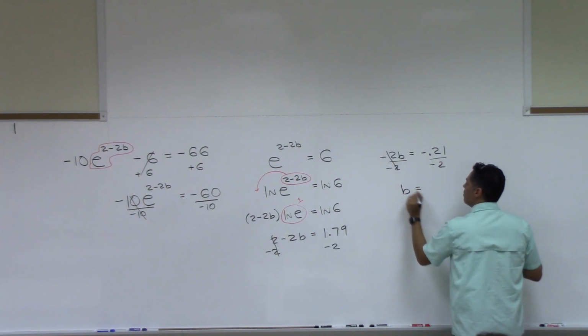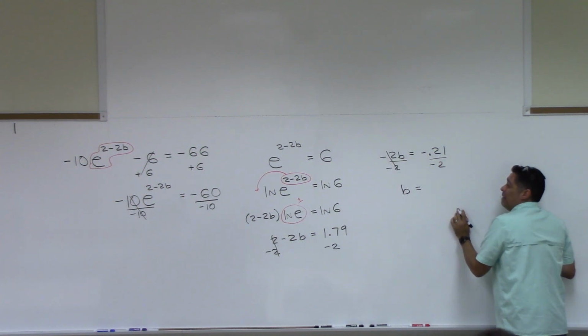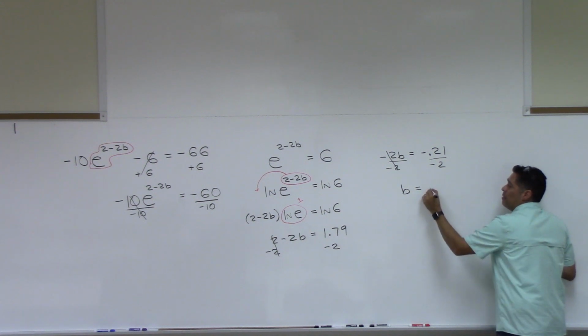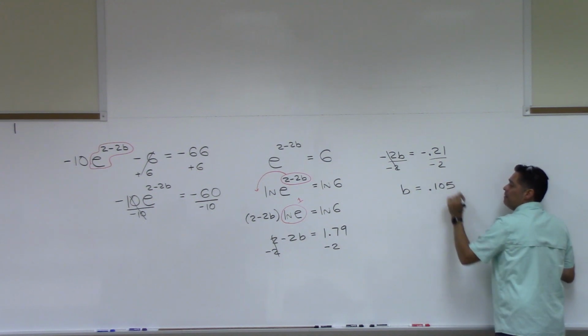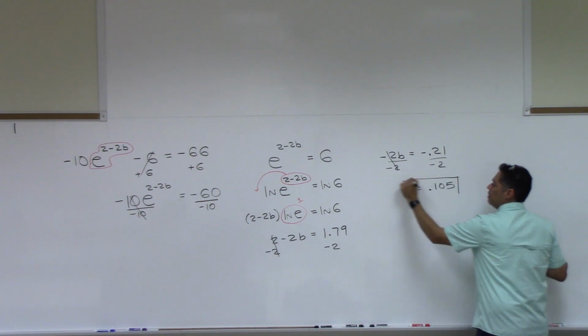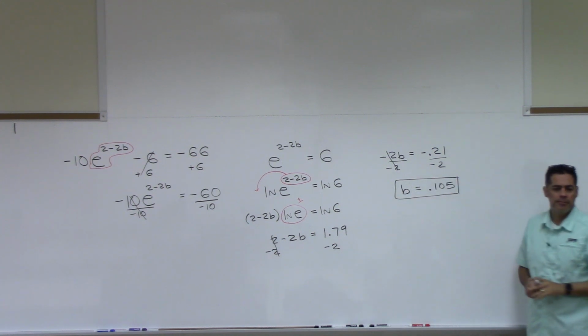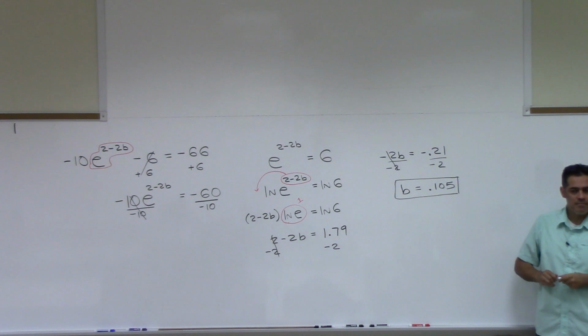We get b equals, what is that? Positive answer, 0.105, I believe. Okay. Is there a question?